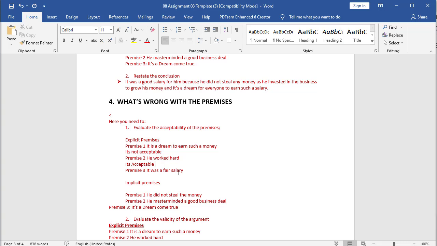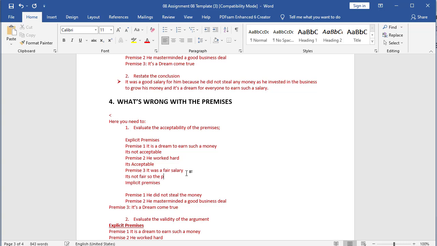It is acceptable, but then the money is way over the limit. Actually, it's a big salary, so we cannot argue that. But then it is acceptable. The guy really worked hard. He invested. He used his own money to get where he is at the moment. Is the salary fair? I will say that the salary is not fair. It's not fair.